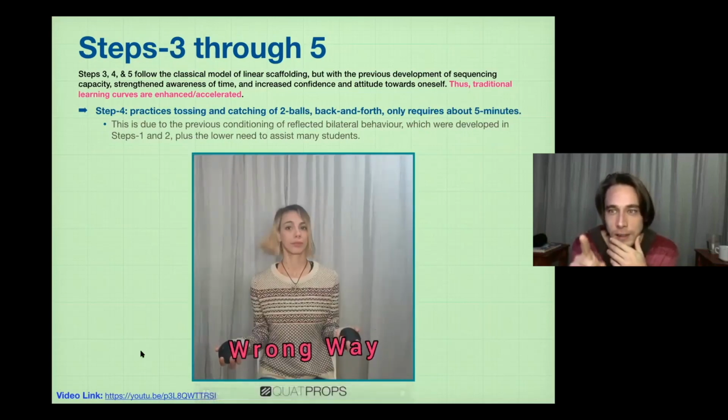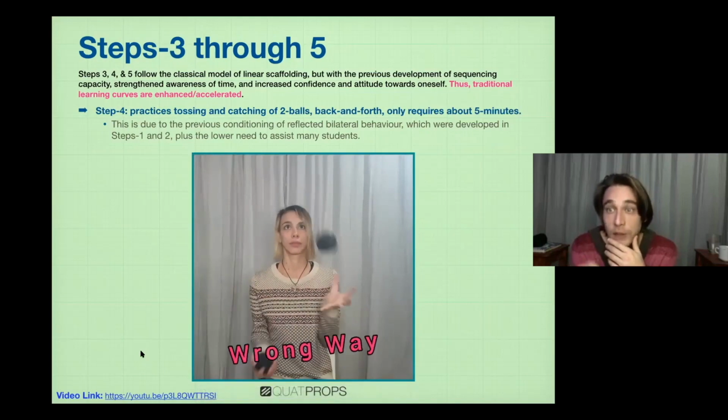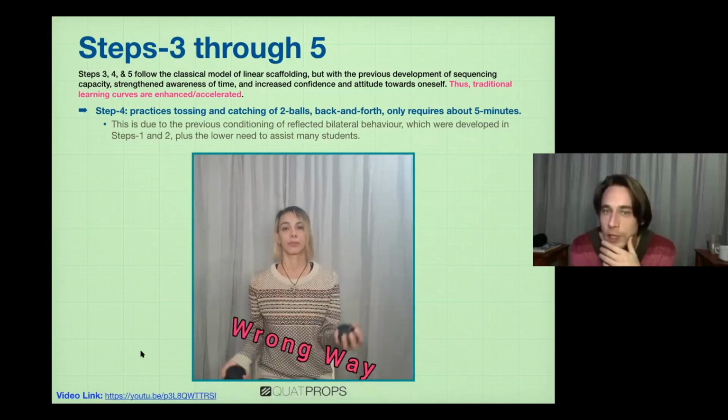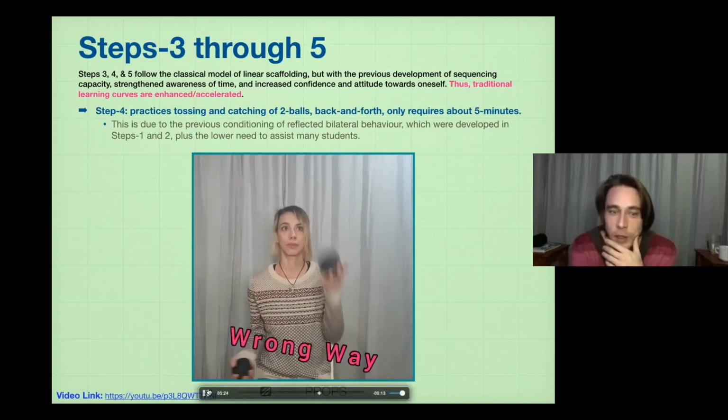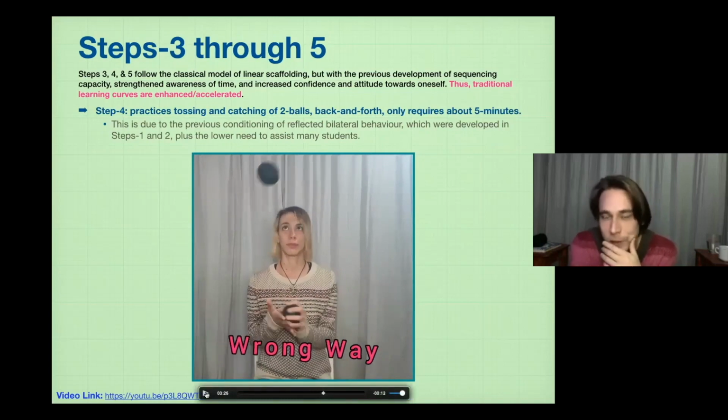What we don't want to see at this step is this. And this is what we typically see. If you use the classical model and you introduce 2 balls, you're going to see half your class do that. The first time they try, you're going to see half your class do that. And that's because we didn't condition for them the sequencing relationship yet. They don't know this sequencing relationship.